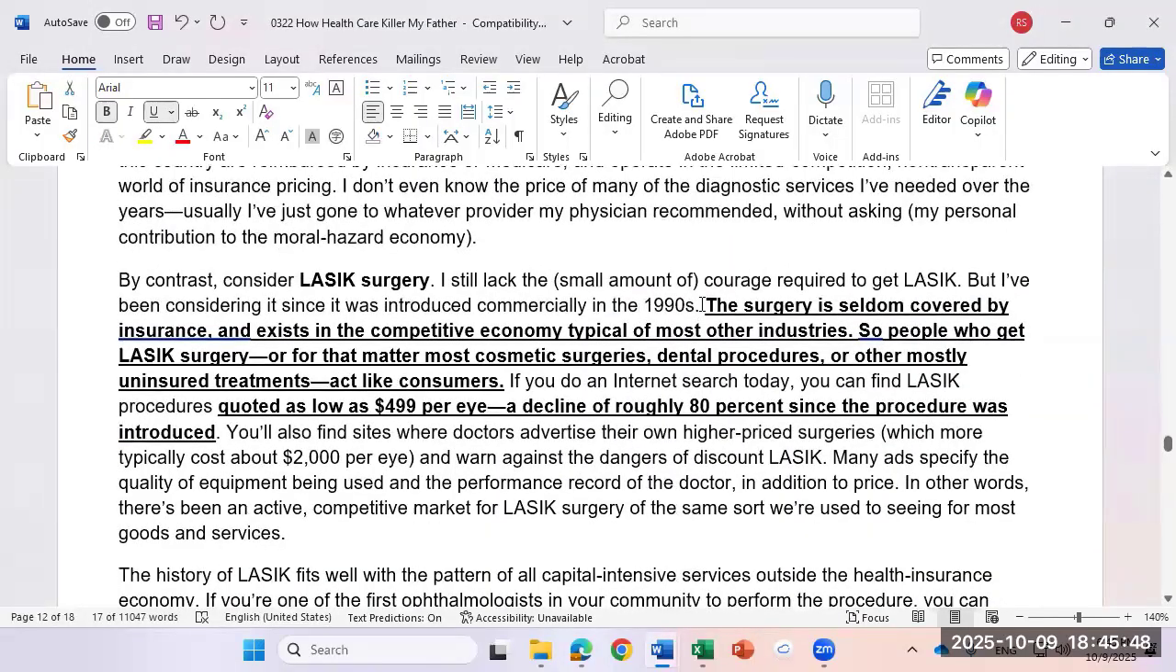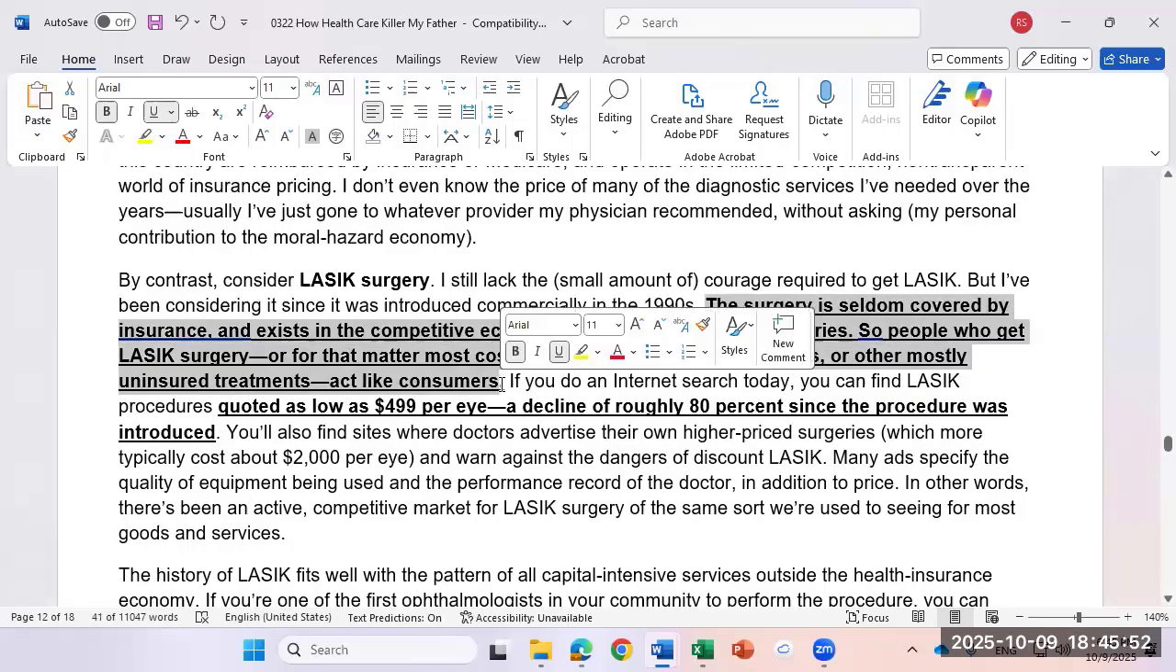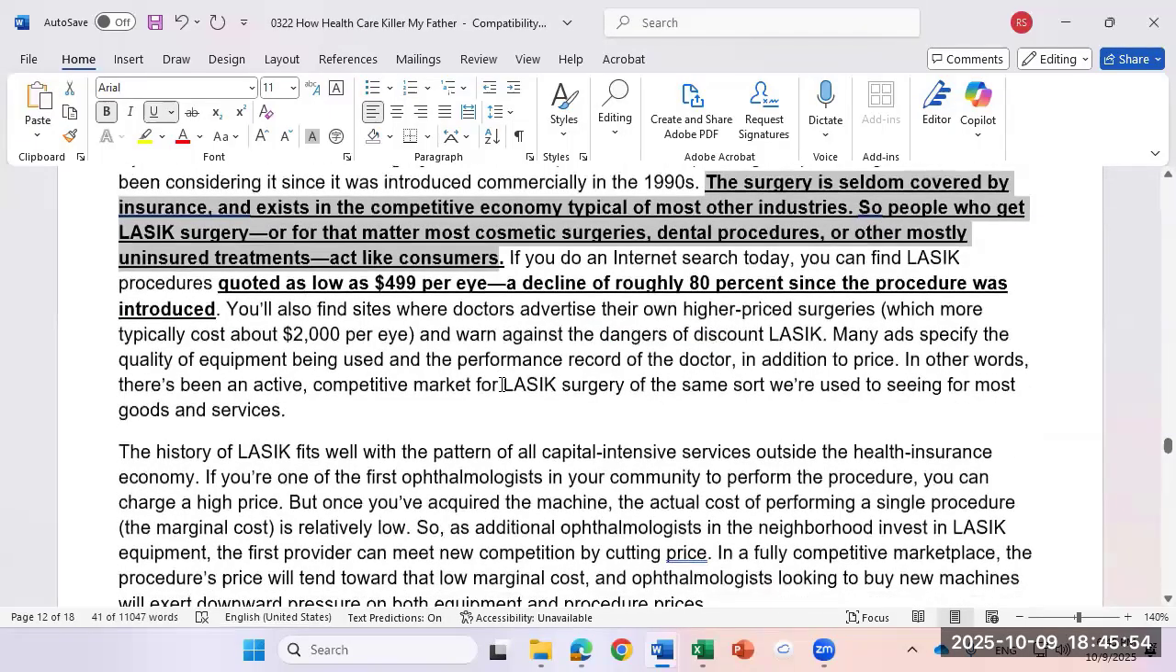LASIK surgery. I've had LASIK surgery. Now, I think the military started covering LASIK, so we'll see if that changes it. But it's seldom covered by insurance. I had to pay for mine through my health savings account. I did a tax deduction thing for it. And it exists in a competitive environment. So people who get LASIK act like consumers, and the prices have been falling quite dramatically for LASIK surgery.